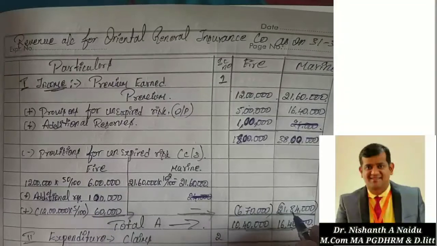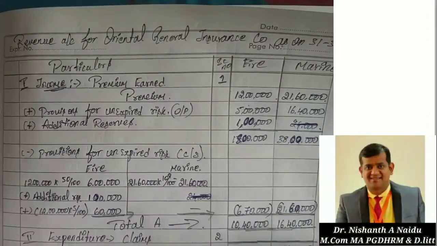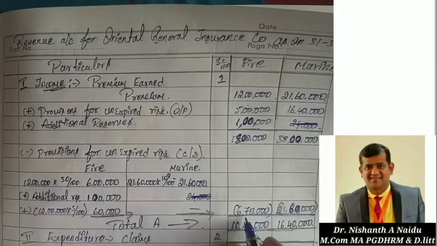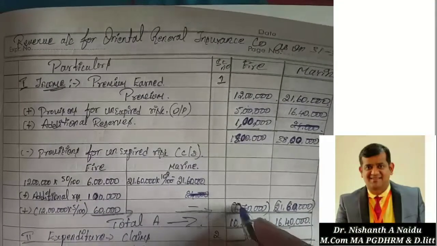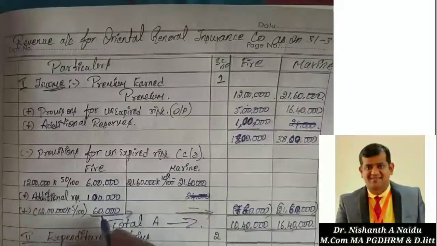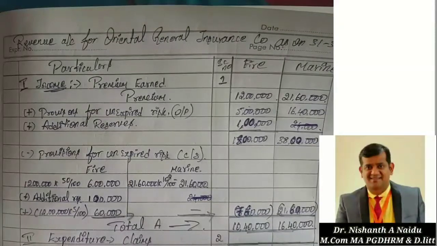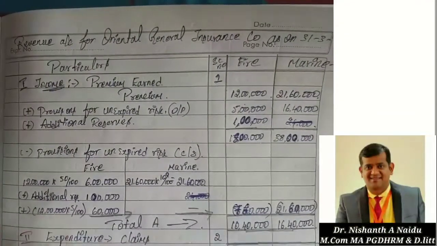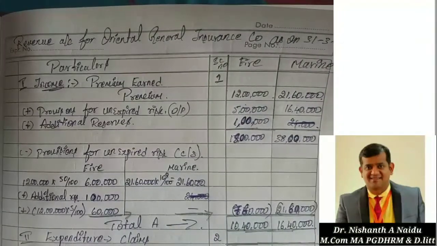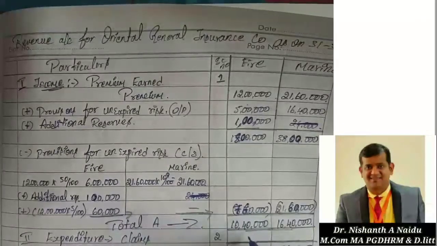Then 21,60,000 you have to deduct. Here we are supposed to deduct 7,60,000, because this becomes 7,60,000 and 21,60,000. So now let us do the recalculation. So I'm sorry, 18 lakh minus 7,60,000. So that is 10,40,000 only.